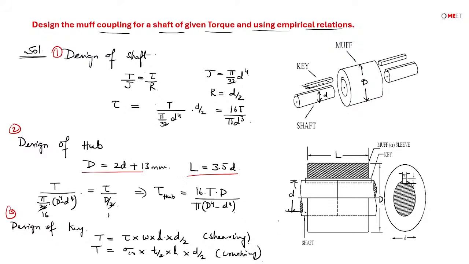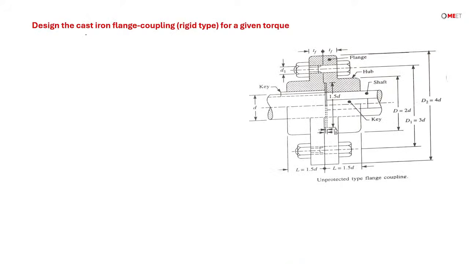And even for the key, you can write it as small w, that is the width of the key, is equal to the thickness, equal to d by 4. So these are the empirical relations that need to be followed whenever you're designing the muff coupling. Next question, very important one.